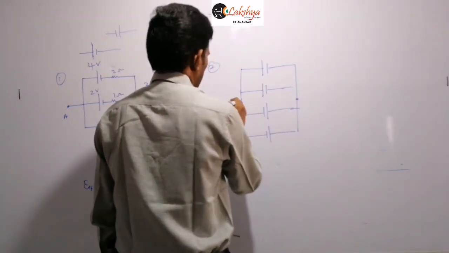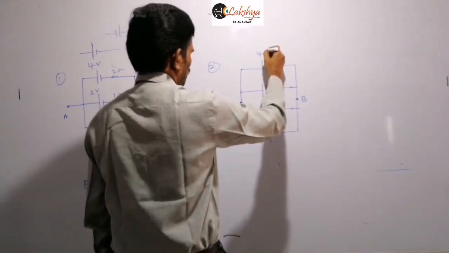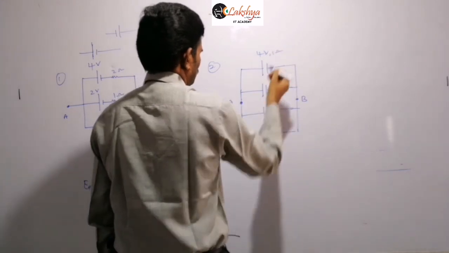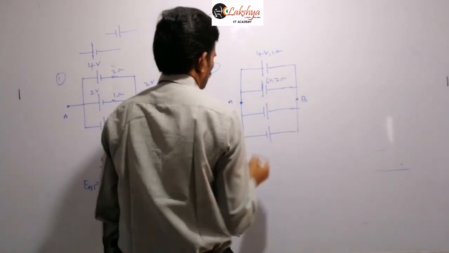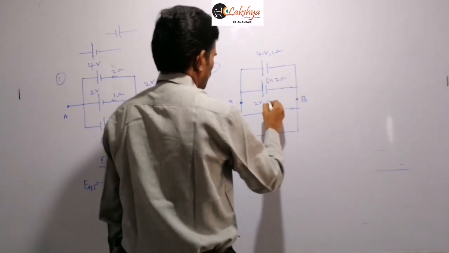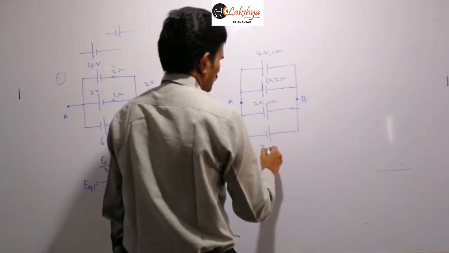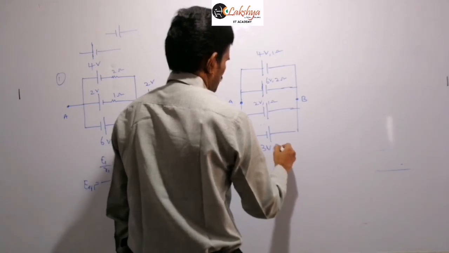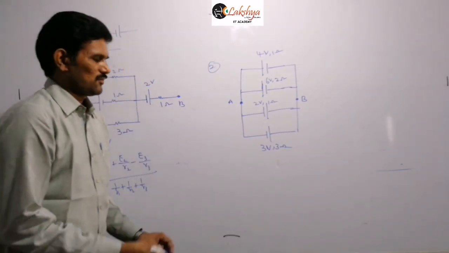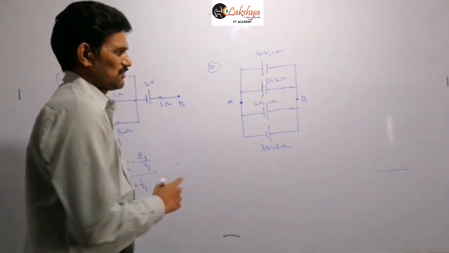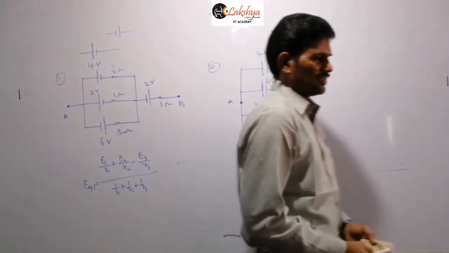So these are the points A and B. So the effective EMF we need to write. So this is 4 volts, 1 ohm, and this is say 6 volts, 2 ohms, 2 volts, 1 ohm, and this is say 3 volts, 3 ohms. So we need to find the effective EMF between A and B, right? And so solve those problems, then you will get an idea about that, right?